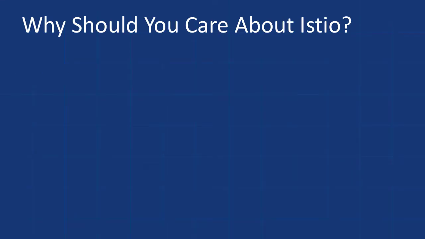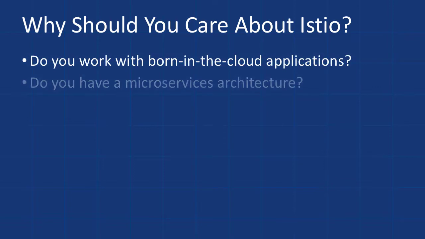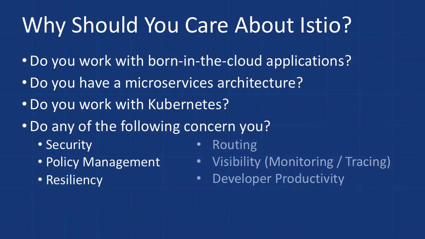So I kind of like to start off with why you should care about Istio. If you're building born in the cloud or cloud native applications or microservices applications, it doesn't matter what you call them, and you're working with Kubernetes, you probably have the following concerns once things are running in Kubernetes: security, policy management, resiliency of your application, advanced routing for things like canary deployments, visibility into your application as a whole, and developer productivity.